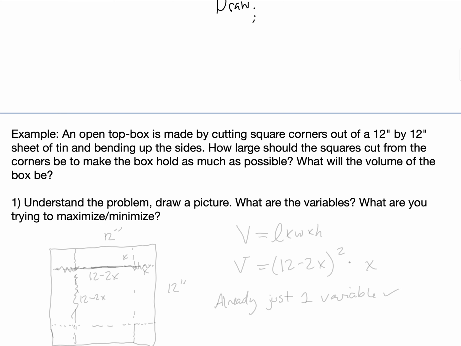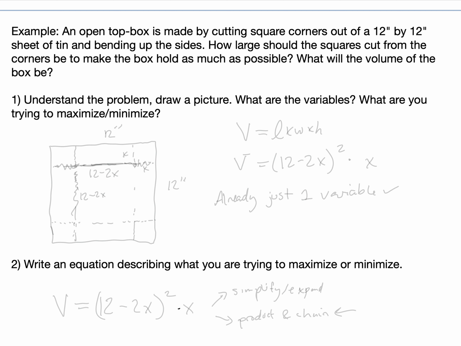Okay, so let's first start by drawing this picture. So we've got this 12 by 12 inch sheet of tin. So it's 12 inches, and we're cutting out corners of the box. We're cutting out square corners, and then after we cut out those corners, we're going to fold up the sides of that box. I think this is how we made like Easter baskets when I was little. We're cutting that up, and then we're going to fold up the sides and weld it together or whatever. And so the question is, how large should these sides be to make the box hold as much as possible?